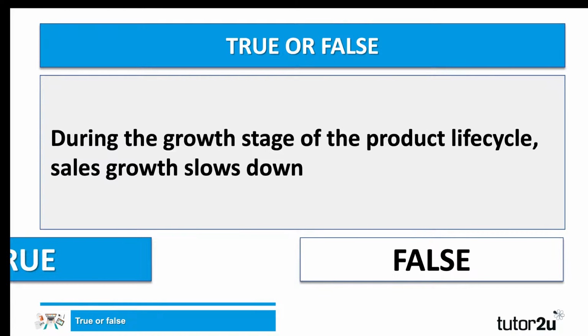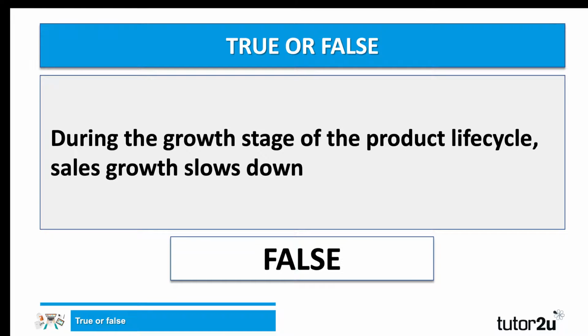Okay, Jim, can we reveal all here? During the growth stage of the product life cycle, it is false that sales growth slows down, okay? Because clearly when the product has just been introduced and it's becoming more popular, we would expect to see sales values and volumes increasing and not slowing down.